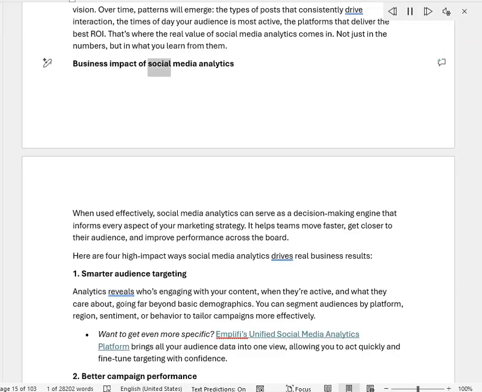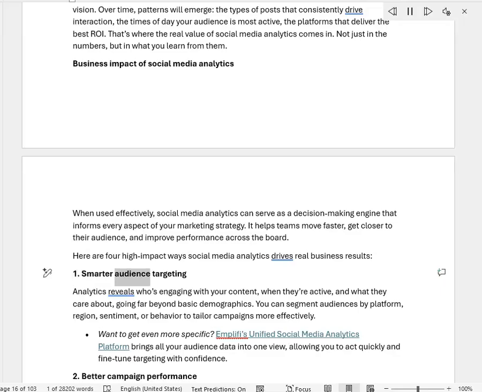Business impact of social media analytics. When used effectively, social media analytics can serve as a decision-making engine that informs every aspect of your marketing strategy. It helps teams move faster, get closer to their audience, and improve performance across the board. Here are 4 high-impact ways social media analytics drives real business results.